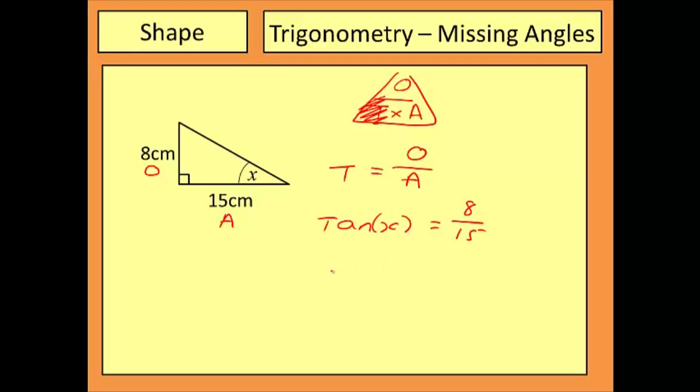So again I'm going to press the shift function and the tan button. This will give me inverse tan and I'm going to type in 8, the opposite, divided by 15, the adjacent. This will give me the missing angle's value, which is 28.1 degrees.